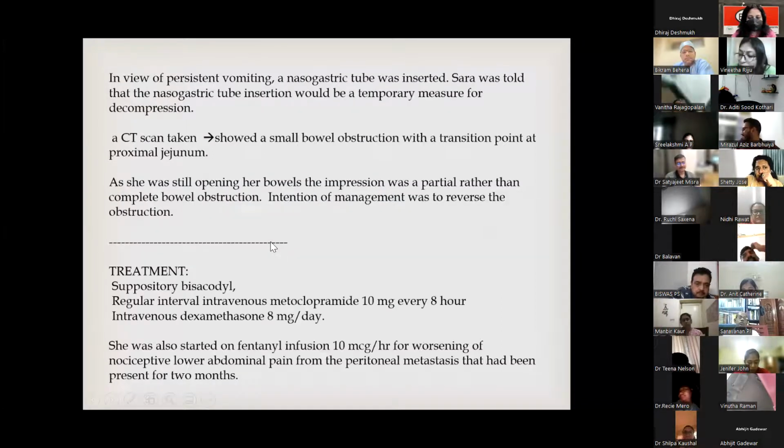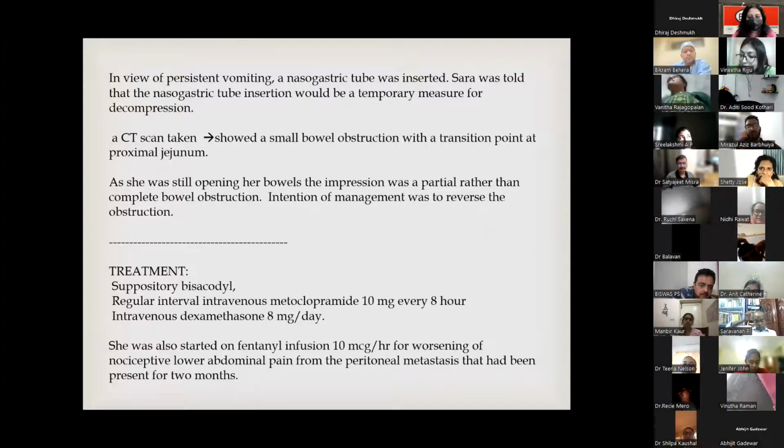So in view of the persistent vomiting, a nasogastric tube was inserted. And Sarah was told that the nasogastric tube would be only a temporary measure for decompression, which probably tells us that Sarah was not too happy about the Ryle's tube, isn't it? That she had to be convinced that it is just done for a little time.